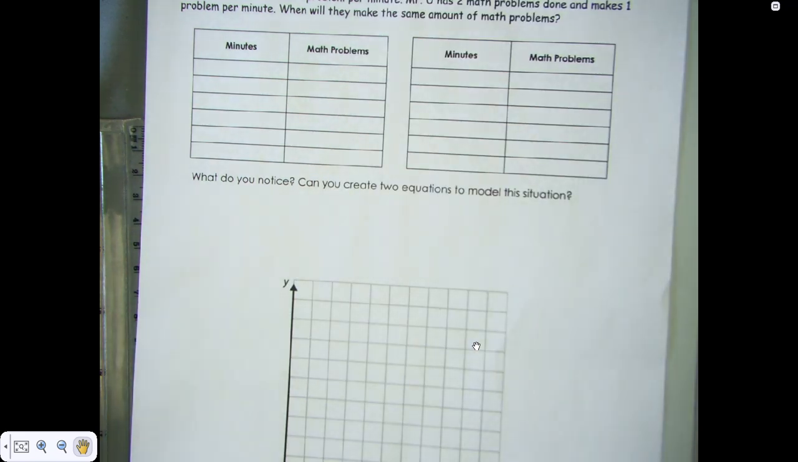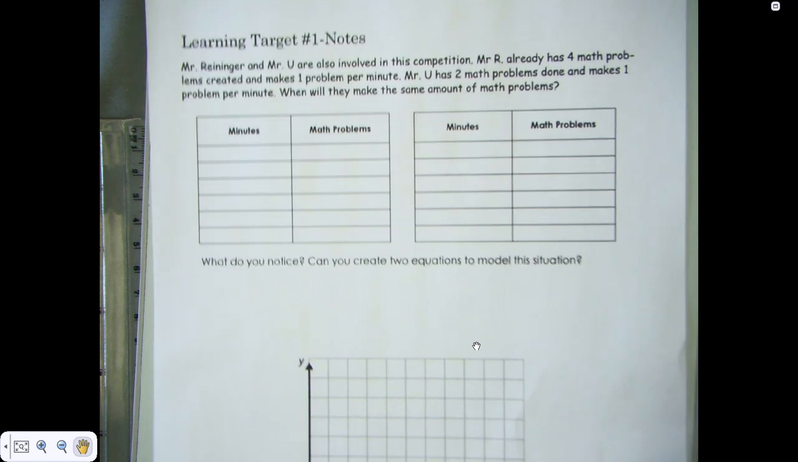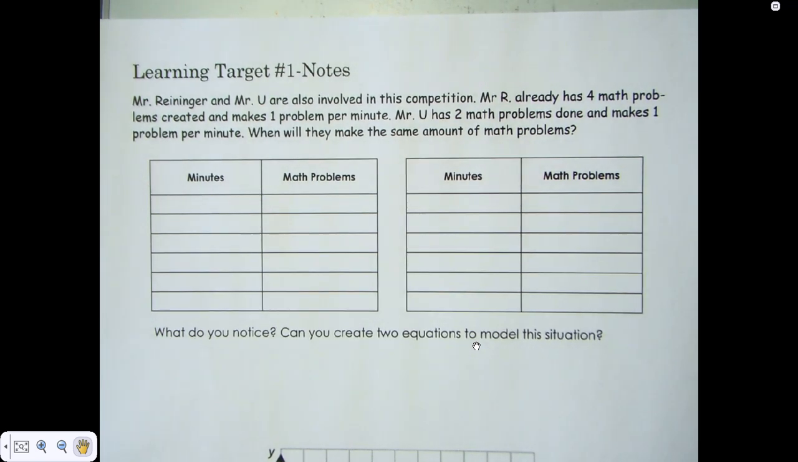Okay. All right, let's look at that second scenario here on the next page, page 8. It talks about Mr. Reininger and Mr. Yu, who are also involved in this competition. Mr. R already has 4 problems created and makes 1 problem per minute. Mr. Yu has 2 problems done and also makes 1 problem per minute. So it's asked when will they make the same amount of problems.